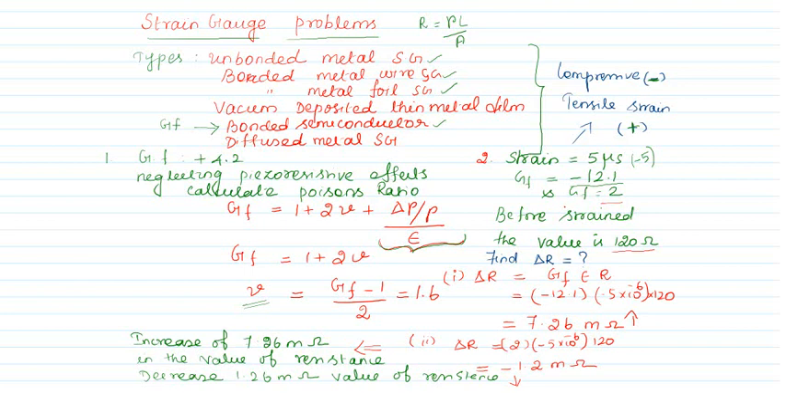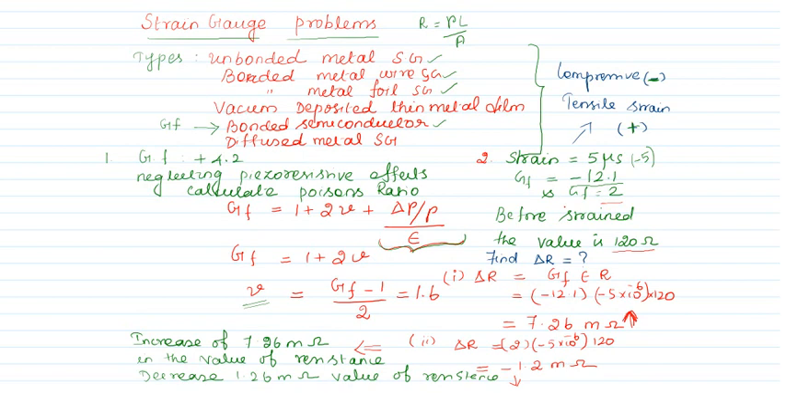We know the formula: del R equals gauge factor into strain into R. Here we are supposed to calculate the change in resistance. Because this is compressive, we have to take the strain as minus 5 into 10 power minus 6, and 120 is the resistance before strain. The gauge factor for the nickel wire is minus 12.1. When you substitute this, you will have 7.26 milliohm. The value is positive, so I can say this is increasing in nature.